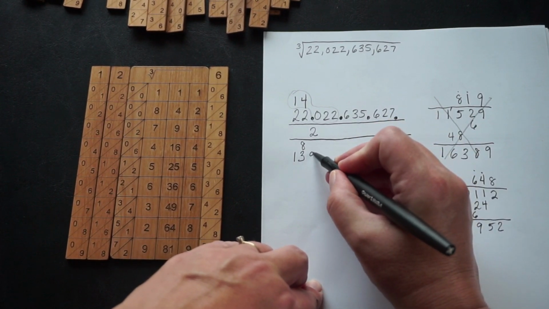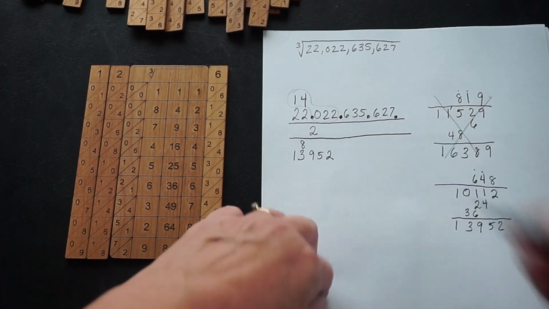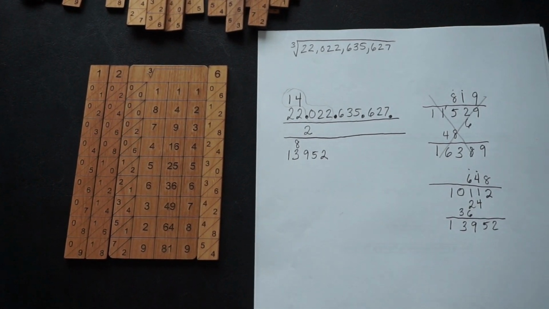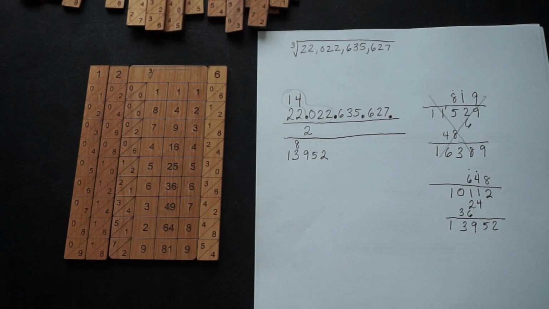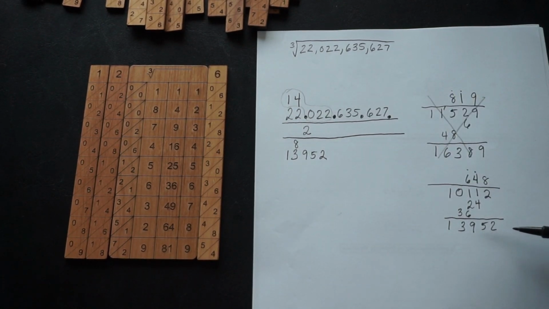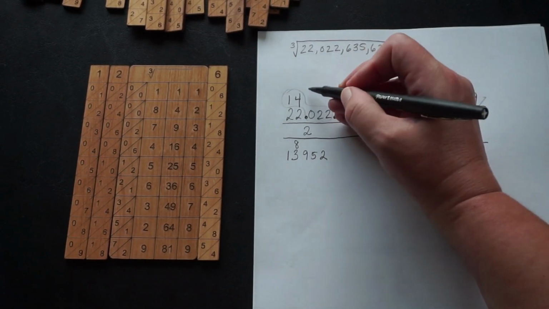So we write that on the bottom. And now we're going to need to subtract. Normally I would want to do this by hand off to the side, the way I normally subtract. Napier makes some comment in his writing about doing this in the margin, but he doesn't show it, and I want to stick with exactly what he shows. 14,022 minus 13,952 is 70.